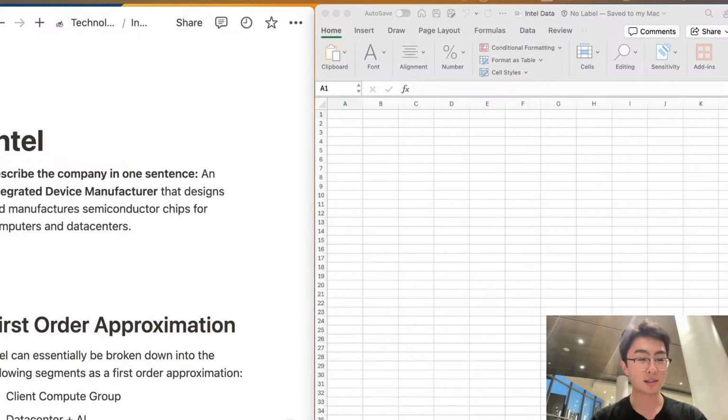But Intel, what they do in one sentence, they're an integrated device manufacturer. So this means that they both design and manufacture semiconductor chips. They design them. This is really their client compute group and their data center and AI business. And then they also manufacture them. So that's their Intel Foundry Services, their IFS business.